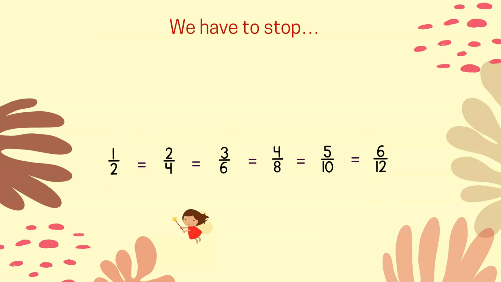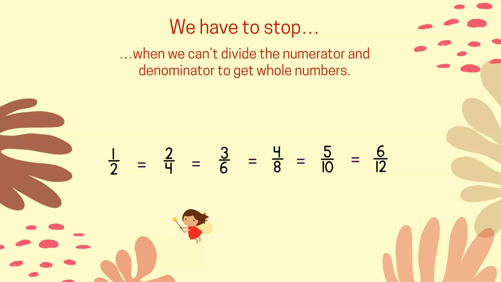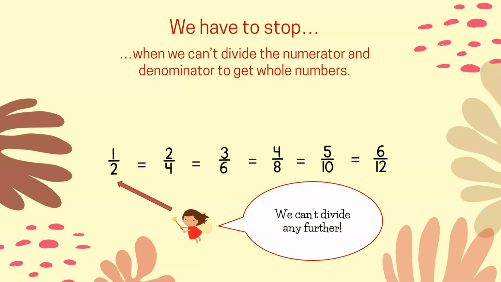But we have to stop if we're dividing. When we can't divide the numerator and denominator and get whole numbers as our answers, we can go no further. So we can't get smaller than 1/2 because we can't divide any further.